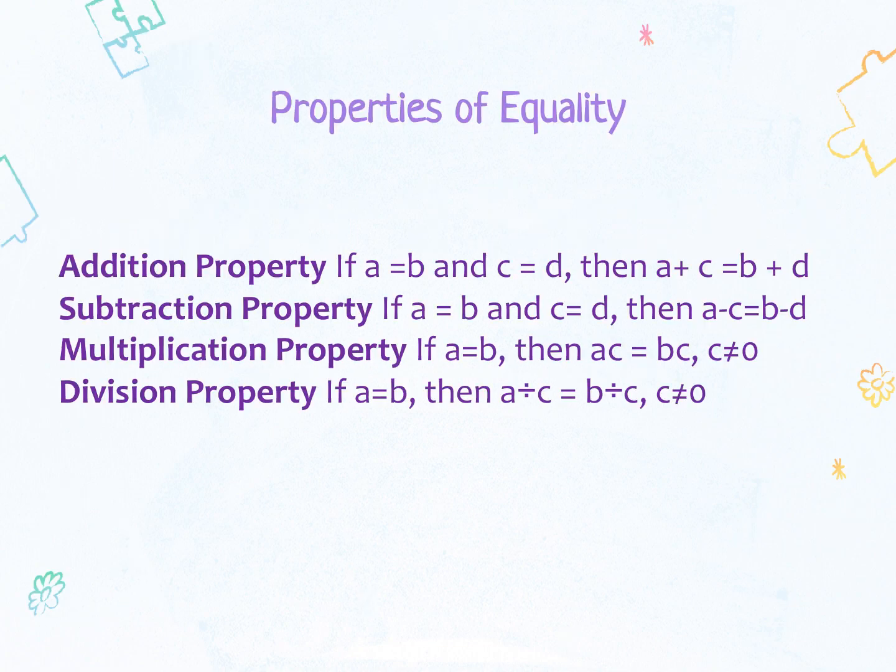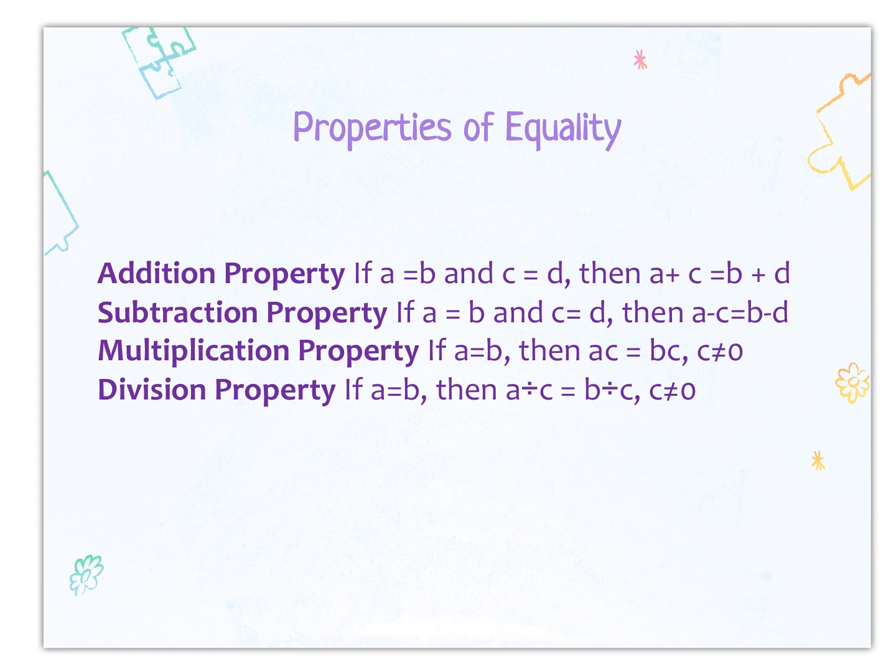So now we're going to review the properties of equality, but I'm going to make a few corrections to this slide, especially for the addition and subtraction. But basically, properties of equality deal with real numbers. And because in geometry we're dealing with segment lengths and angle measures, which are real numbers, we're going to be able to apply some of these properties of equality to those types of problems as well, okay?